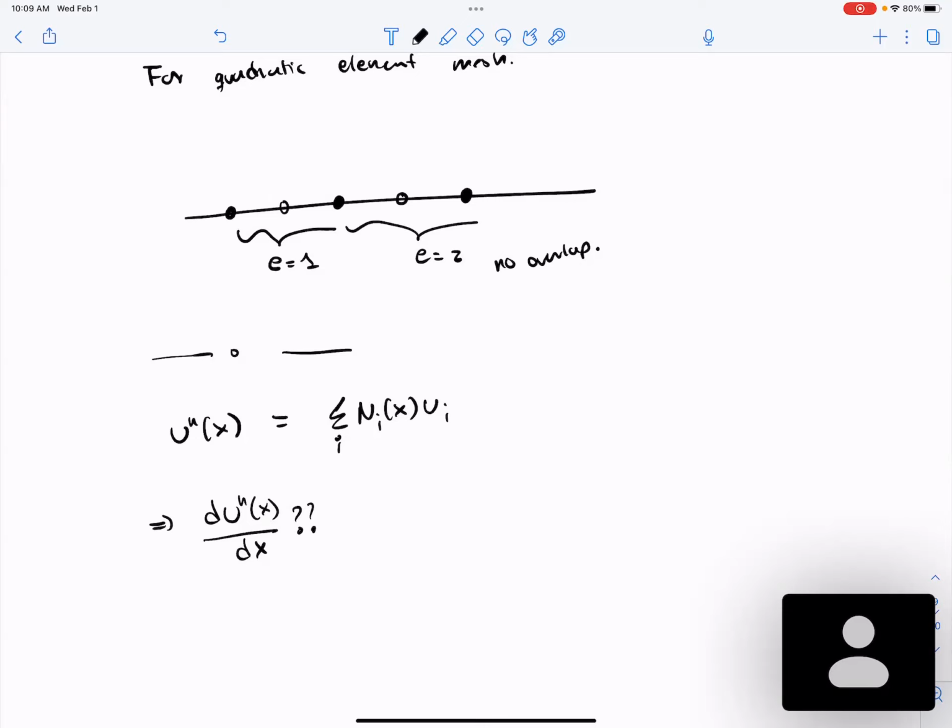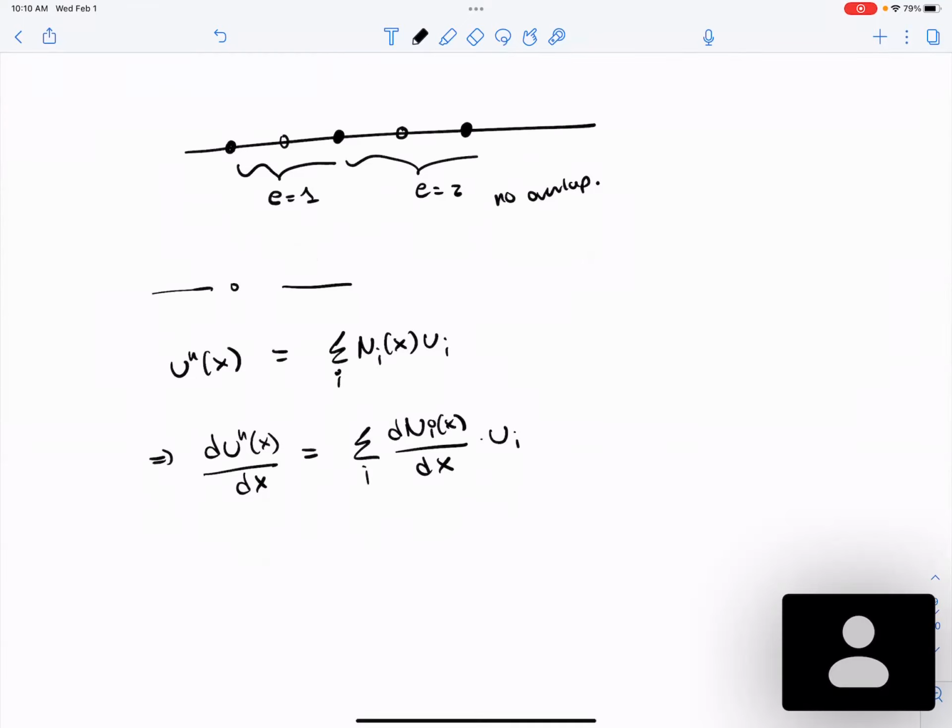I was talking with just one person, but so what is the derivative? The key thing is to know that the only thing that is a function of x are the shape functions. So the derivative is just, again, the sum over I of, the only thing that we need to take derivatives of are the shape functions, because those are the only ones that are functions of x.